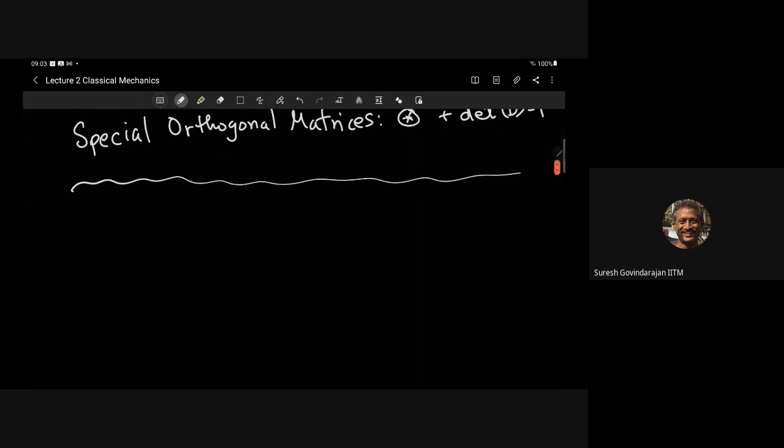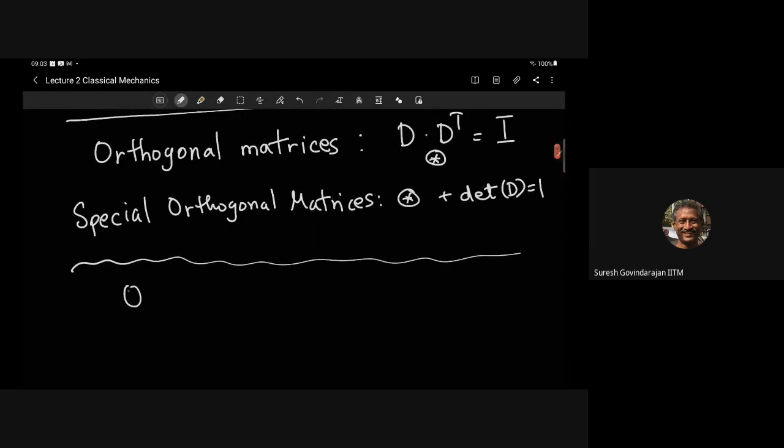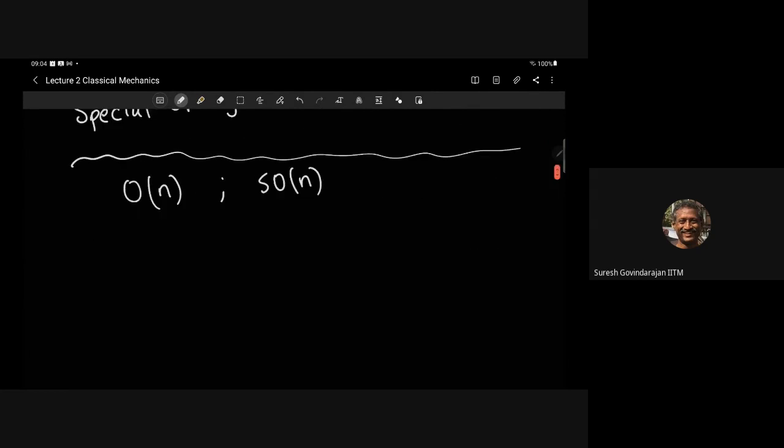So we actually had some notation for it. We have O(N) for orthogonal matrices and SO(N) for special orthogonal. We think of these as sets. We'll see later that it's a group, that's an operation.